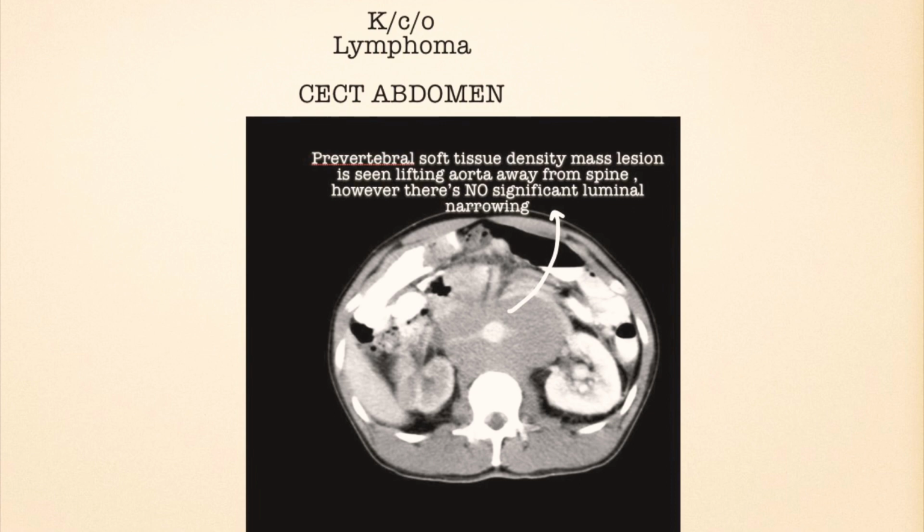Another CT image, it also shows a homogeneous soft tissue density prevertebral mass lesion lifting the aorta away from the spine. However, there is no significant luminal narrowing. So this also appears as if the aorta is floating in the soft tissue mass. So this was all about floating aorta sign.